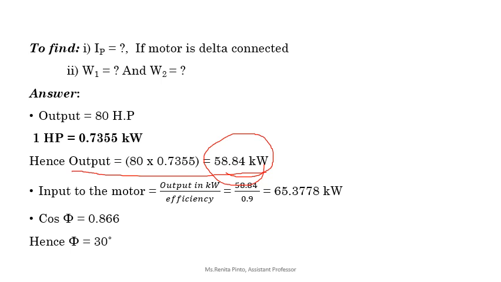Next, I need to find out what is the input. Now you already know from your previous problems that input is given by output by efficiency. Output is already found out previously in kilowatts. Substitute that, and efficiency is already given in your problem. Substitute, get what is the input to the motor. So this is nothing but the input to the motor or the power. Next, cos phi is given. I will find out what is phi from this.